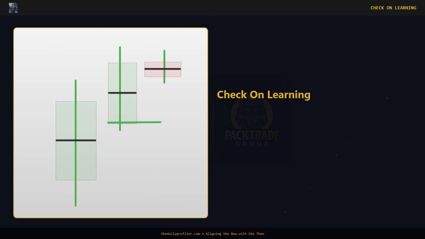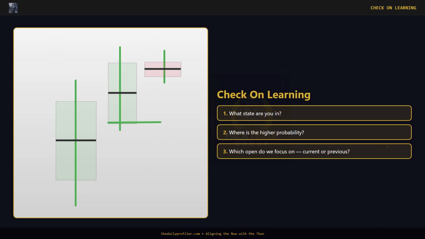Let's check on your learning. Take a look at this chart. I want you to answer 3 questions. 1. What state are you in? 2. Where is the higher probability? 3. Which open are you focused on? The current hour's open or the previous hour's open?